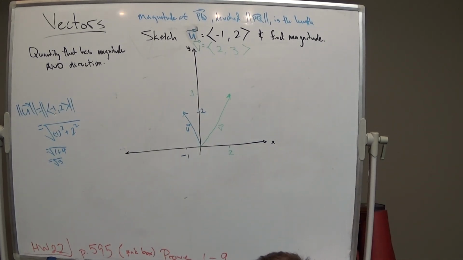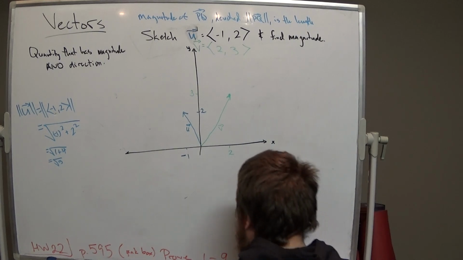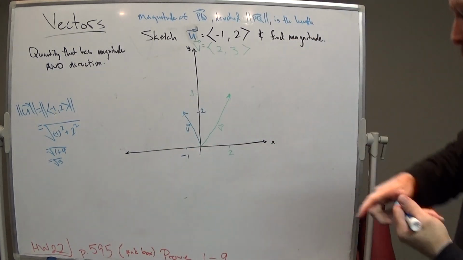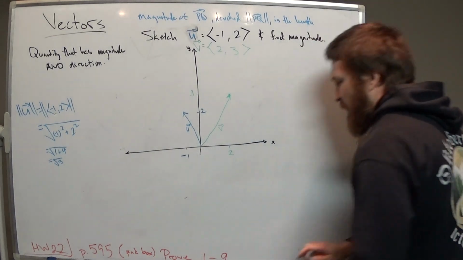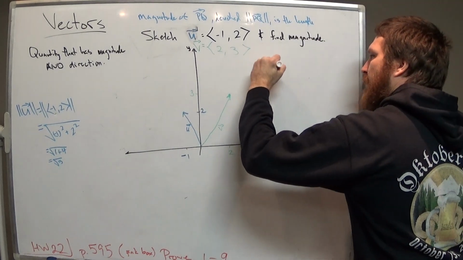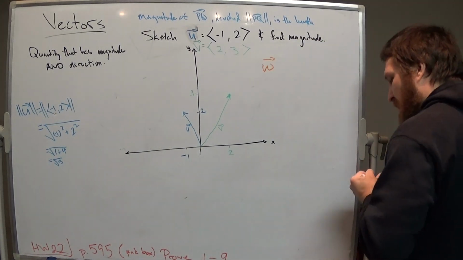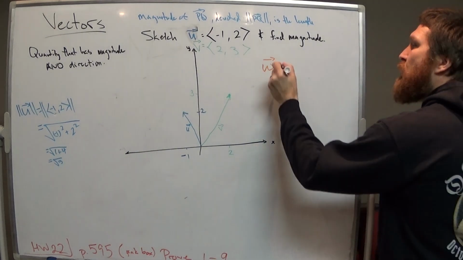Now, check this out. Remember how I said we could add vectors? We add them tip to tail, right? So what I could do, let's say I want to find the vector, let's call it w. And w is going to be u plus v.